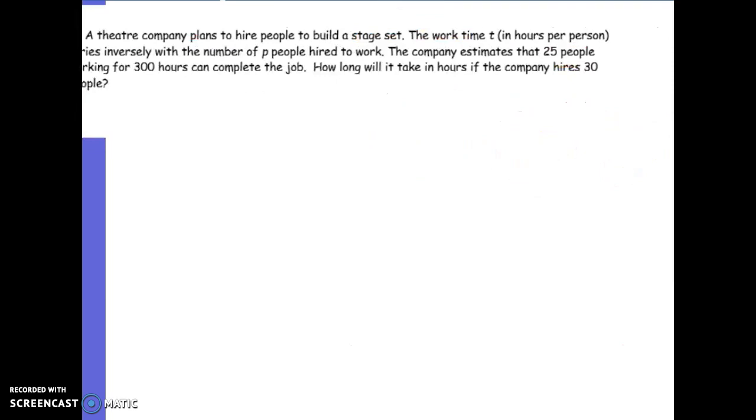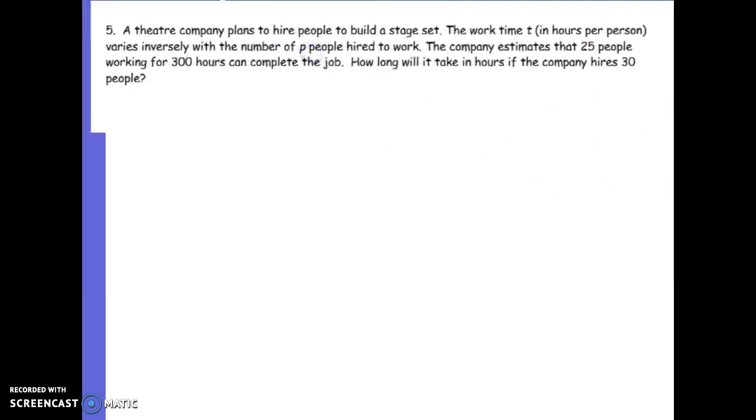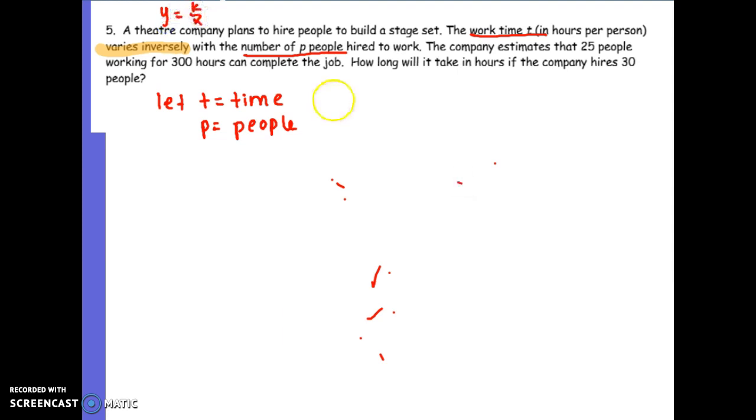Number 5. A theater company plans to hire people to build a stage set. The work time T in hours varies inversely with the number of people. So let T be the time and P be people. Let's set up our equation. Because it's varying inversely, y is equal to k divided by x, or with our new variables, time varies inversely with the number of people.